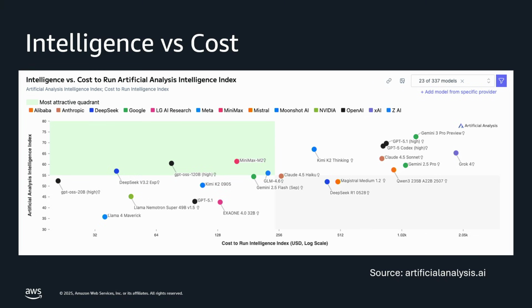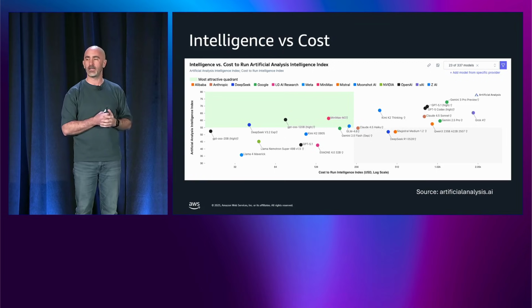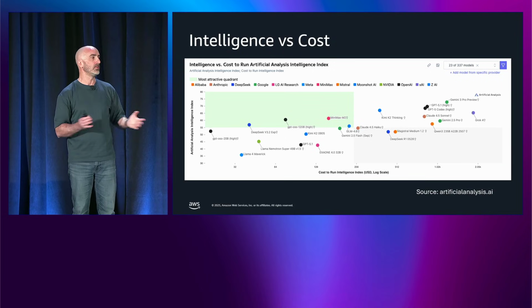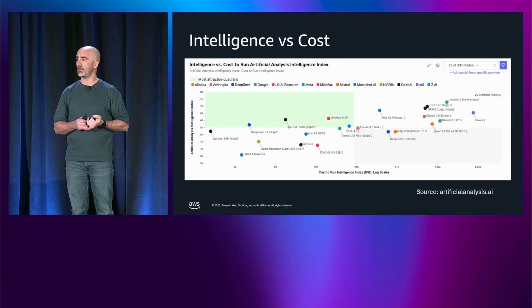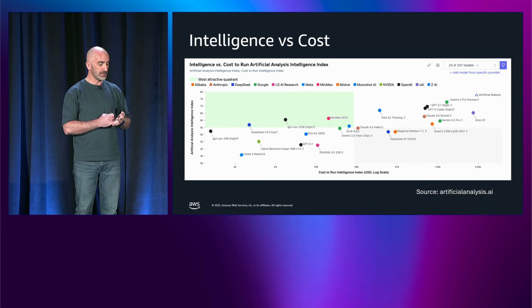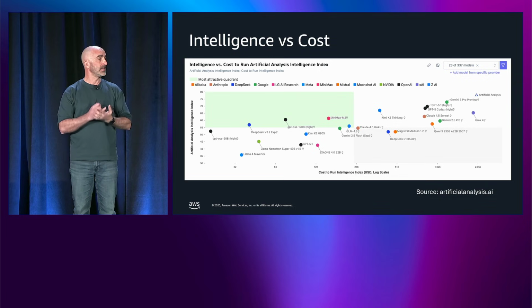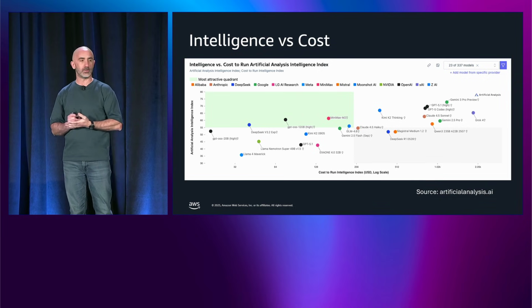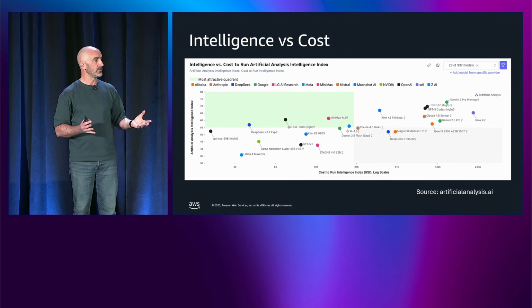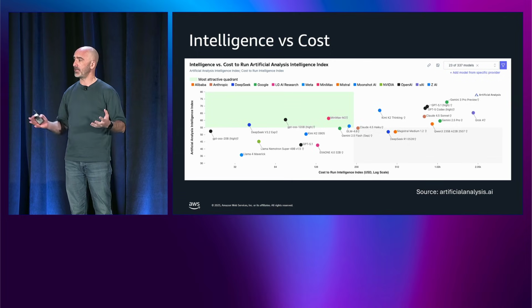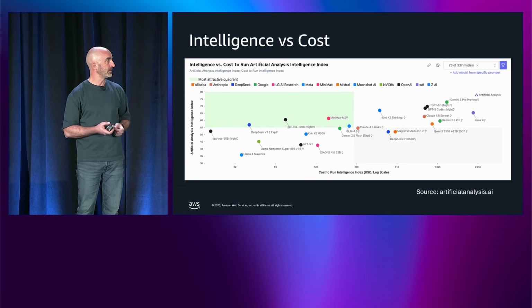What you should be thinking about in the ideal models is essentially the top left corner, that is high on the intelligence scale, but lower on the cost. An interesting thing here is that the only models present in this top left green quadrant are the open weight models, such as GPT-OSS, MiniMax M2, and also DeepSeek. And the good thing is that all of these models can be fine-tuned and deployed on AWS Trainium and Inferentia.